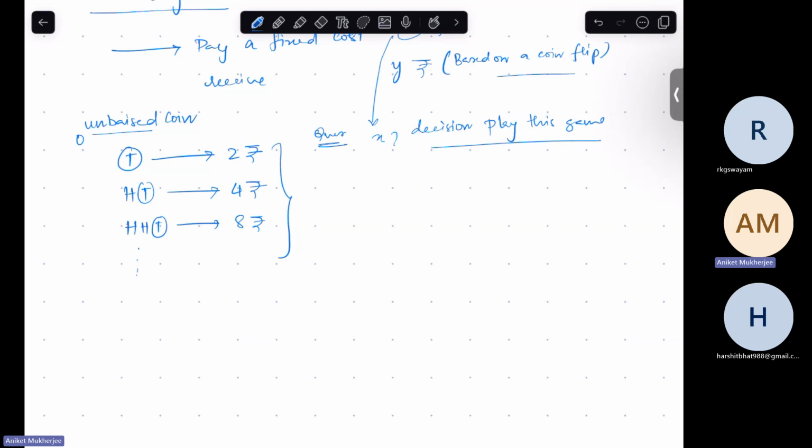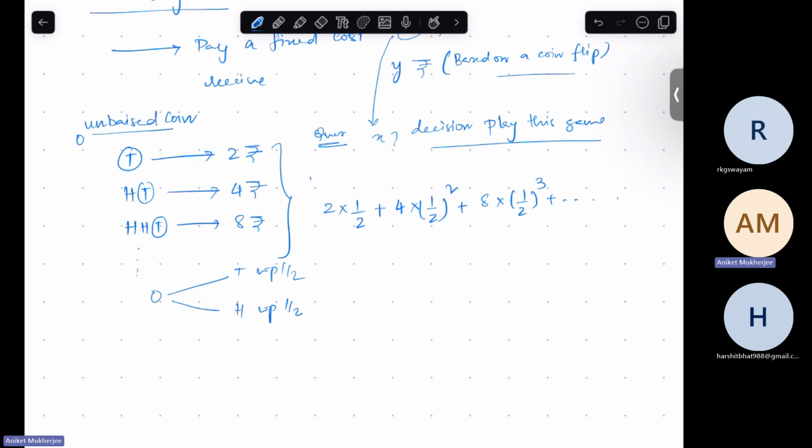This is an unbiased coin. Since it is unbiased, you have tails with probability half and heads with probability half, and each coin toss is independent of the others. So you get 2 rupees with probability half, 4 rupees with probability 1 by 2 square, 8 rupees with probability 1 by 2 cube, and so on.